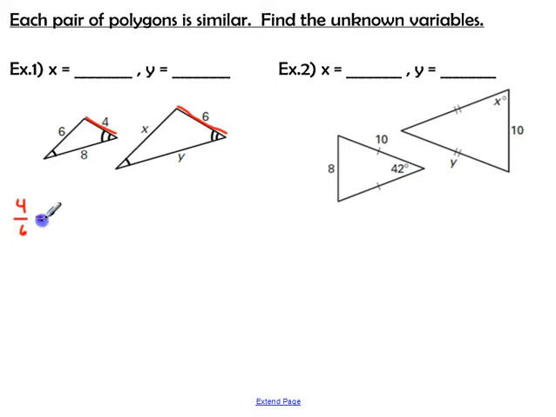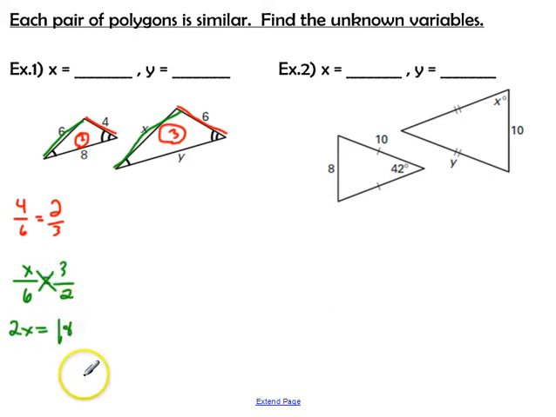So 4 compared to 6, that's going to reduce to 2 over 3. And again, I'm just going to put that scale factor inside to remind me the scale factor of the smaller triangle to the bigger triangle. Then let's go ahead and set up a proportion so we can solve for one unknown side at a time. The side labeled with x corresponds to the side labeled 6. So again, we're going to set up a proportion. If we put x over 6, then we're going to need to put 3 over 2, that scale factor. And then we can cross multiply. 2 times x is equal to 6 times 3, which is 18. And then we can divide both sides by 2, and we get x equals 9.